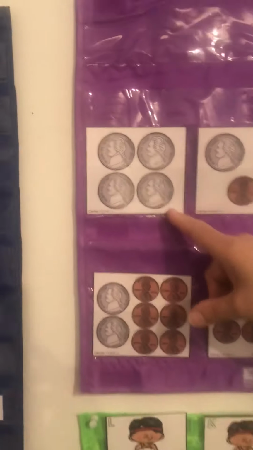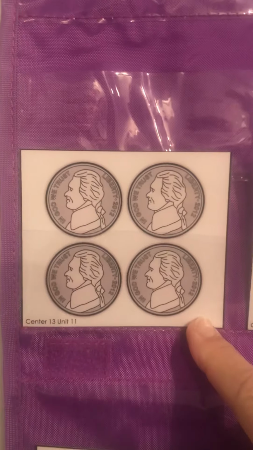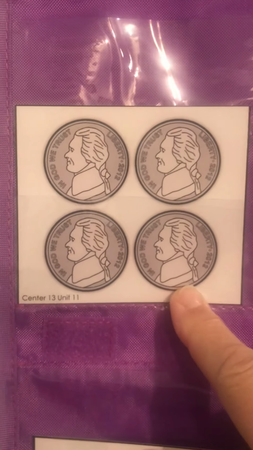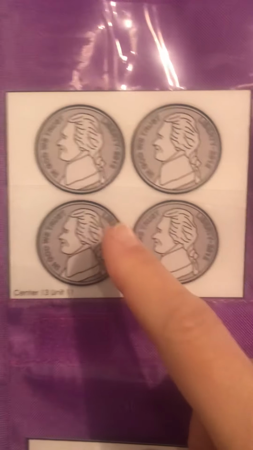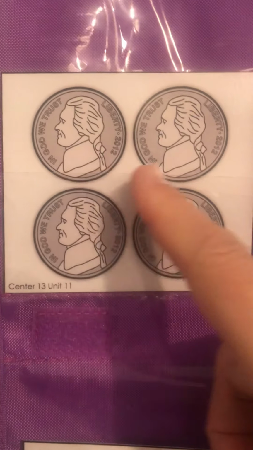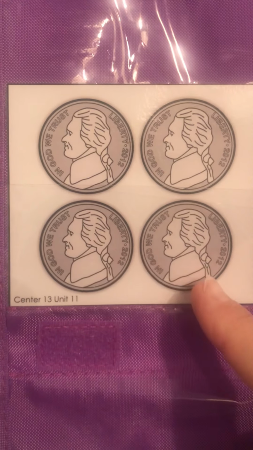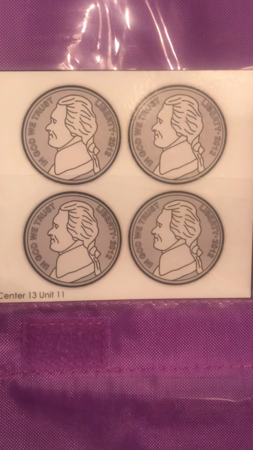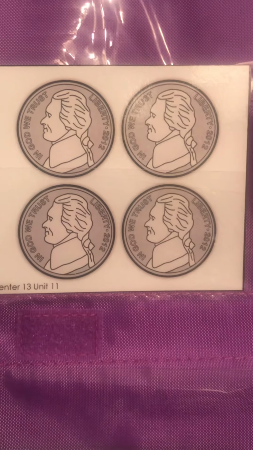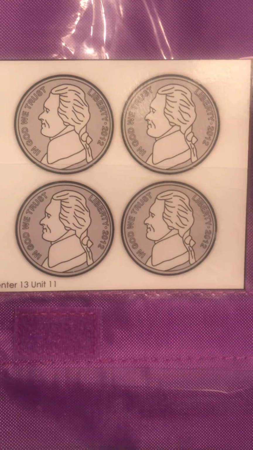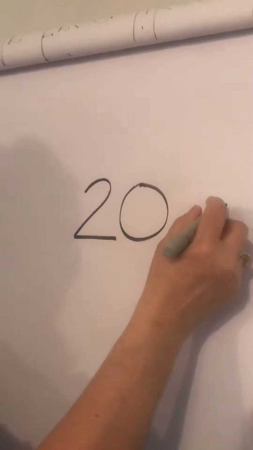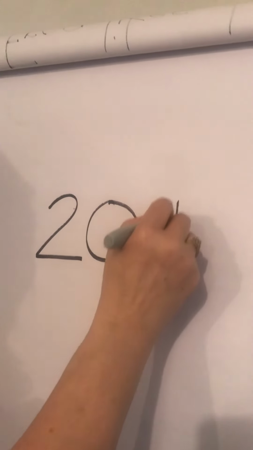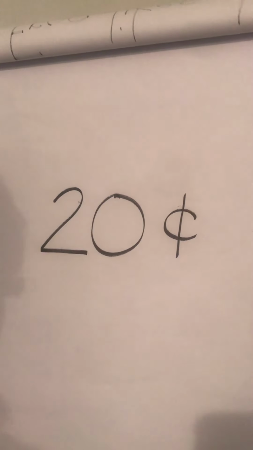Okay, need your whiteboard. We are going to write down how much money we see. Remember, these are nickels. And when we have nickels, we count by fives. 5, 10, 15, 20. 20 cents. Now be careful, because when I saw some of yours, I saw some of you making your cent sign backwards. 20 cents. A C with a line in it.